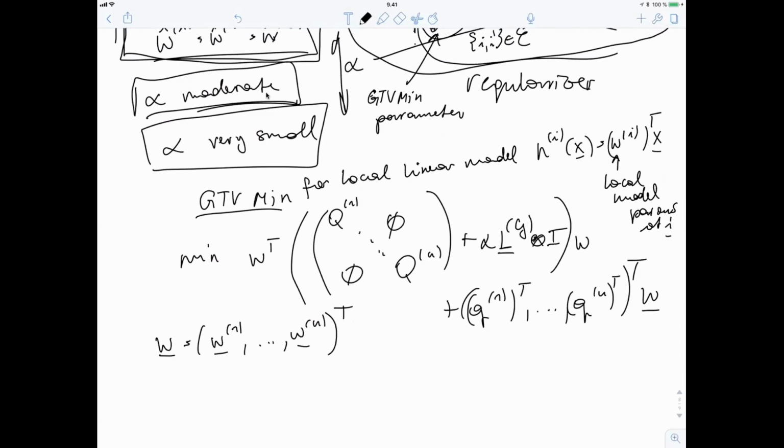Computing those using GTV minimization amounts to minimizing this convex quadratic function. That's the same type of problem as we have seen for linear regression and for ridge regression. So again, it's minimizing a quadratic function. Okay, so how would you do it? How would you find the minimum for this quadratic function?